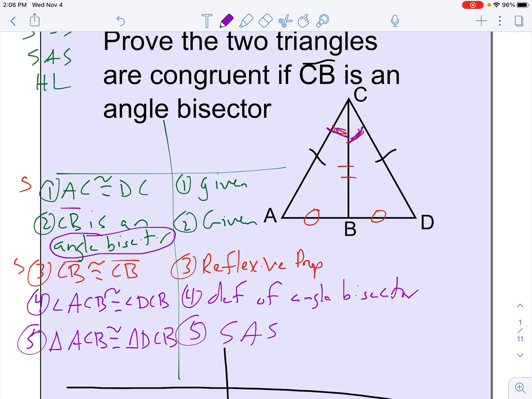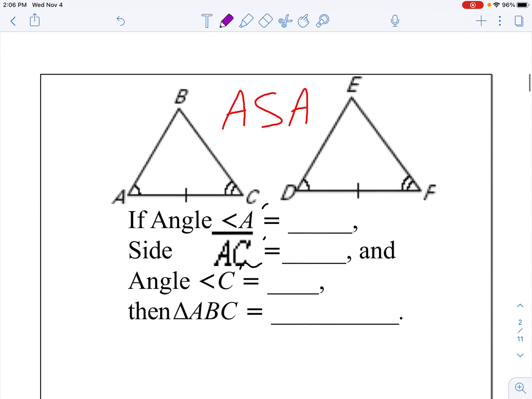So getting to our last two then. Our first one is going to be known as ASA, angle, side, angle. Once again, remember the order is going to be important. So here notice the side is in between our two angles. Right, so that side is the side that touches both the angles that are marked. So angle A is equal to angle D. AC is equal to DF. And angle C is equal to angle F. That makes triangle ABC congruent to triangle DEF. Right, so that's what ASA would look like.